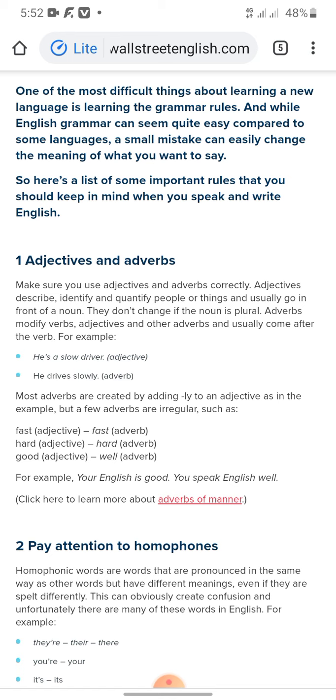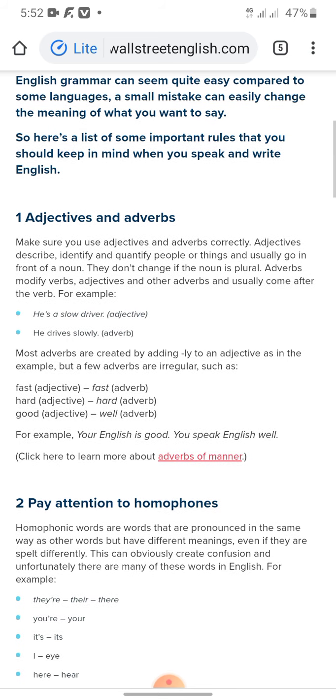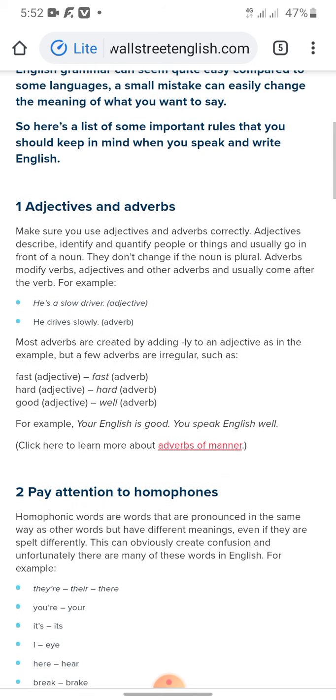So in these cases, the rule of adding ly to an adjective is applied, and in some cases like fast, hard, and good, this rule cannot be applied. For example, your English is good, you speak English well. So these are some of the rules of English grammar.